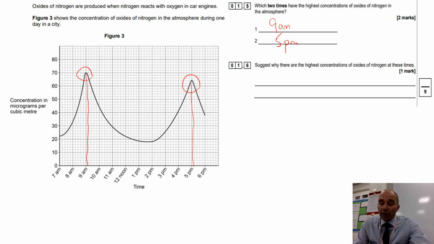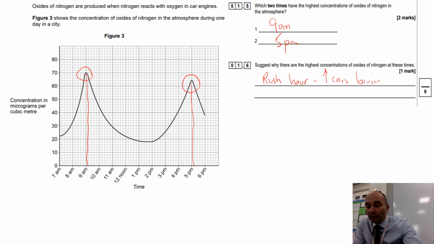Now, suggest why there are the highest concentrations of oxides of nitrogen at these times. So if you think about it, you've got earlyish morning, you got late afternoon. That's generally when the rush hour is, and you've got a lot of cars, buses and lorries on the road. Because nitrogen oxides are produced by car engines, that's where your nitrogen oxides are coming from. So you've got rush hour, you've got a big increase in cars, lorries and buses on the roads. Now that question's out of 9 marks, hopefully you got 9 out of 9.